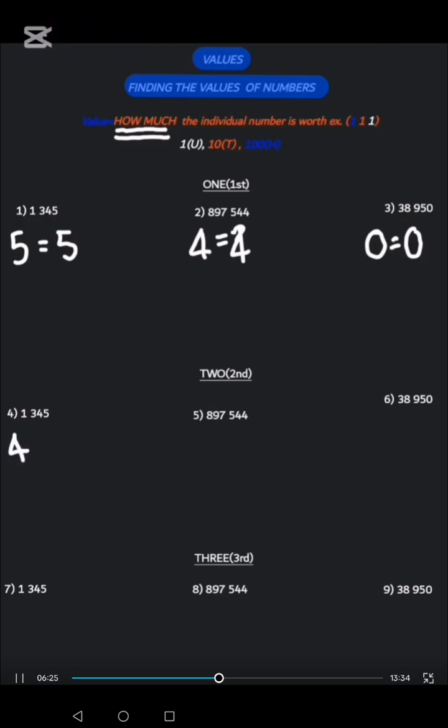The next step, remember, we leave the first number as it is, and then we change the rest of the numbers on the right hand side into zeros. So that means this 5 is going to change into a 0. So 45 is going to equal 40.